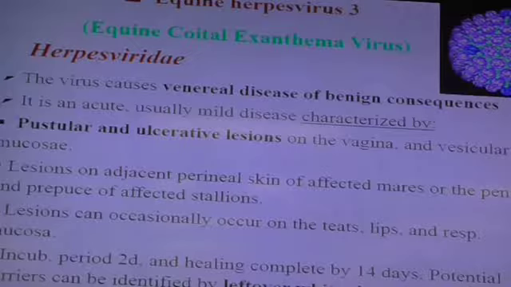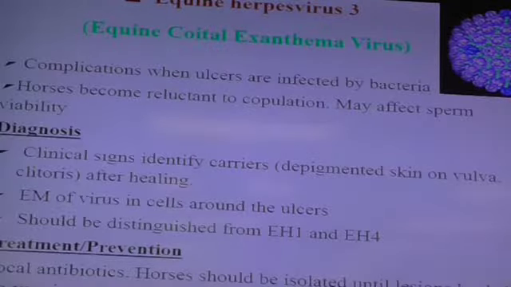So again, it starts as pustules, which ulcerate, on the vagina and vestibular mucosa. The lesions are also present on the adjacent perineal skin of affected mares, or on the penis and prepuce of affected stallions. Once those lesions are healed, they leave white depigmentation afterwards, which is indicative that those animals are carriers.